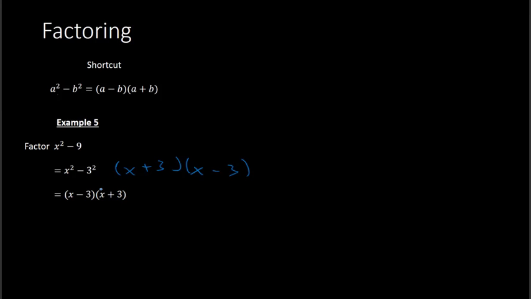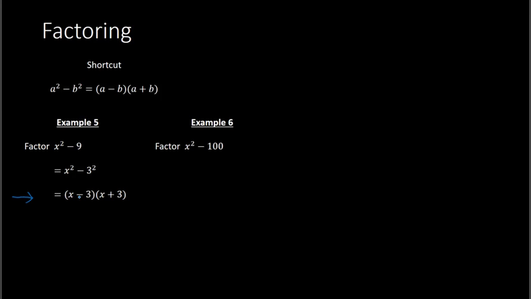So all we're doing is we're going backwards. Before, we had x minus 3 times x plus 3, and we had to get to x squared minus 9. Now we're going the other way. So x squared minus 9 equals x minus 3 times x plus 3. And this right here is called the factored form of the original expression. This is factored.